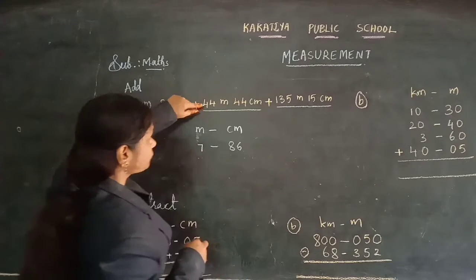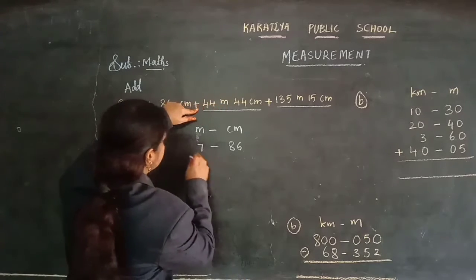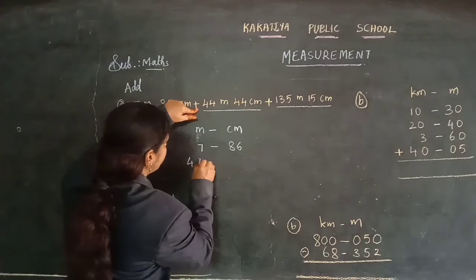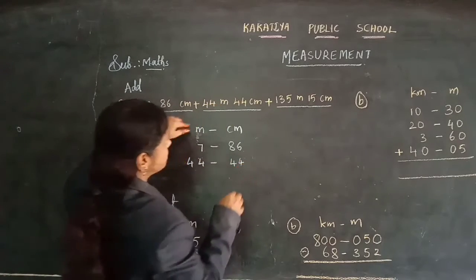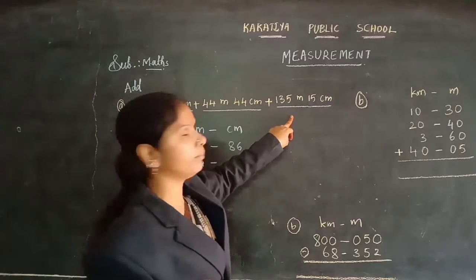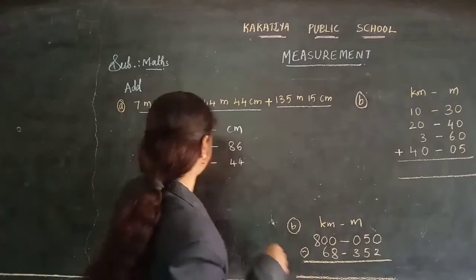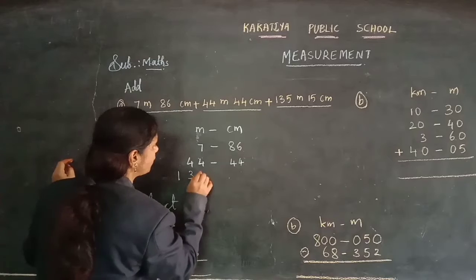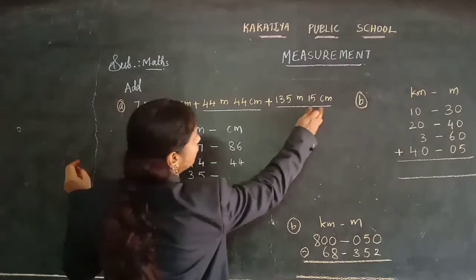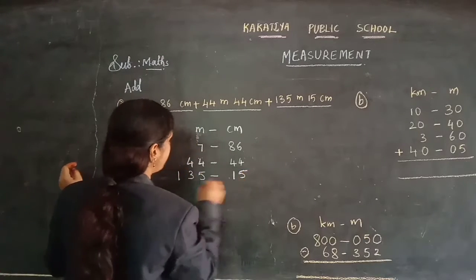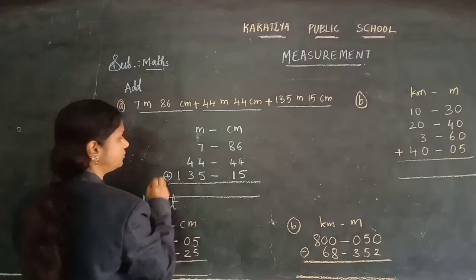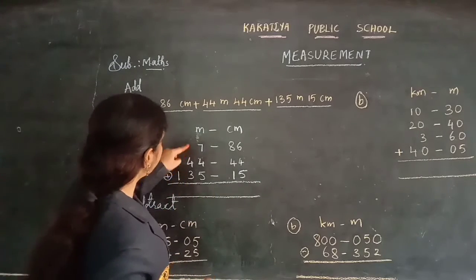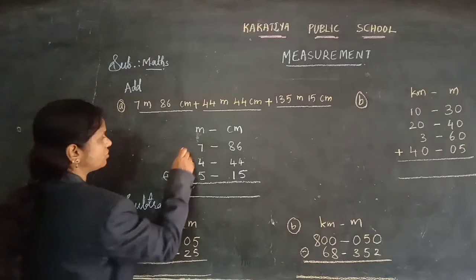And the second number, 44 meters and 44 centimeters, so in the meters column we write 44 and in the centimeters column 44. Coming to the third number, 135 meters, I am arranging here 135 meters and 15 centimeters. Let's add here. Where we don't have digits, we can keep zeros.